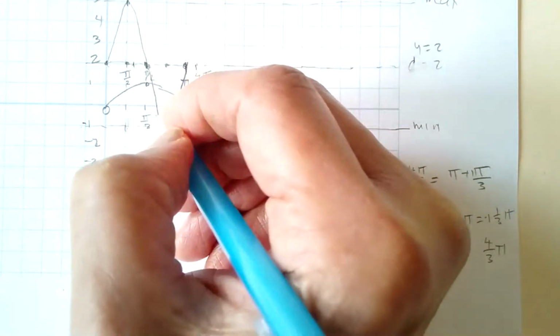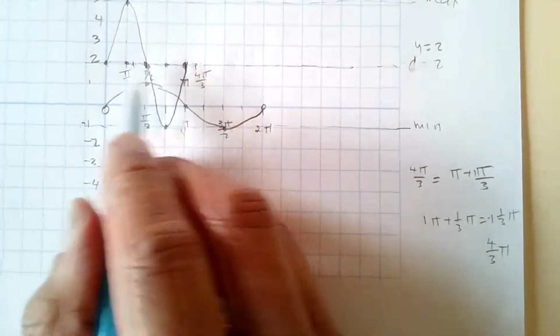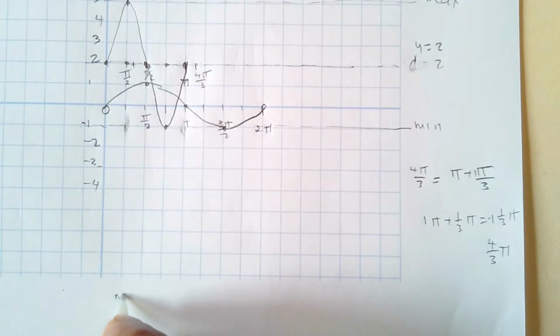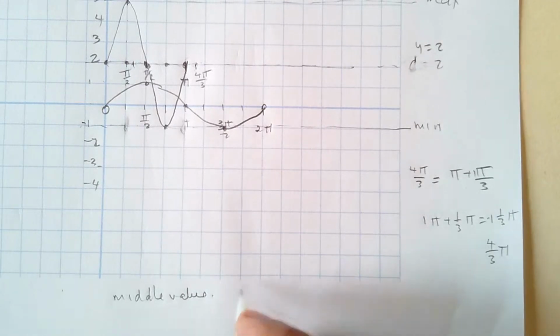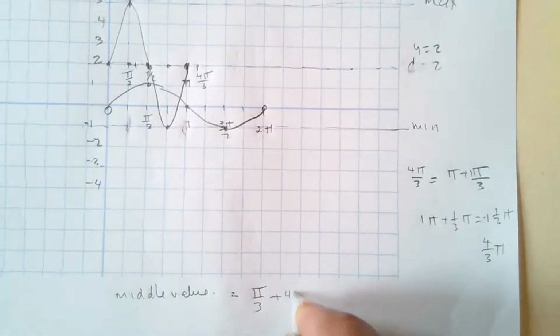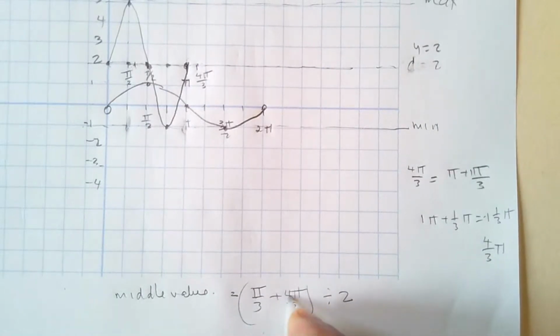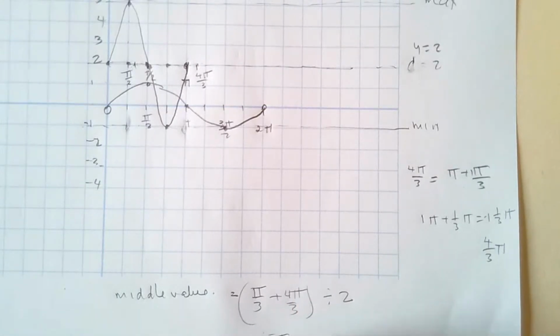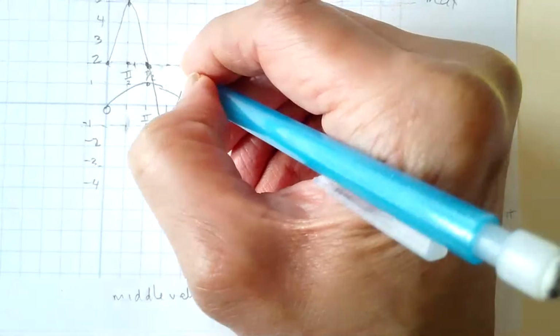So the middle value would be equal to, you add these 2 and divide by 2. So the middle value would be pi over 3, the beginning here, plus 4 pi over 3, and divided by 2. So that gives me 5 pi over 3. Now multiply by a half, will give you 5 pi over 6. So the middle here would be 5 pi over 6.